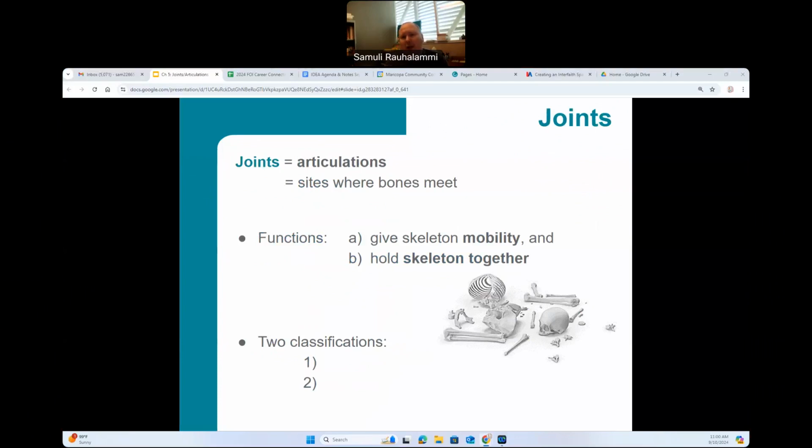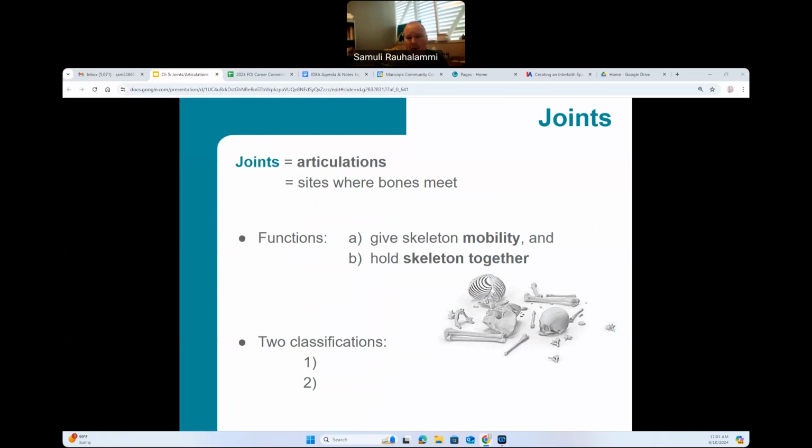Whether we're talking about joints or articulations, what we're really talking about is sites where two or more bones come together and meet. I can think of two main functions for the joints. First of all, joints allow for mobility. We see many muscles running over the joints. Typically muscles attach on two different bones, and it is the joint they cross that they can then manipulate the angle of. In addition, joints play an important role in holding the skeleton together. Otherwise, a skeleton would very much collapse.